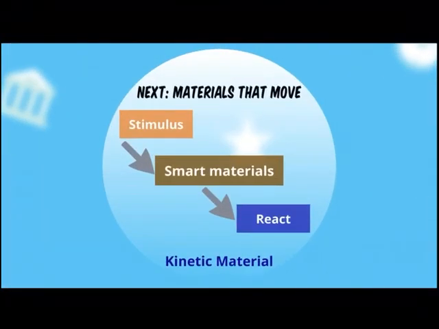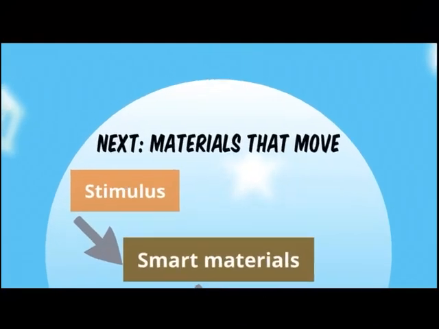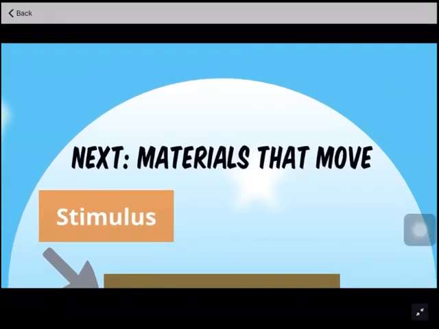And then the conclusion: smart materials have a stimulus. We stimulate the materials, and the materials will react. That's basically what we are going to explore and observe. Or we can say that this is a kinetic material. But before we touch the kinetic materials, or materials that move, we will touch on several properties and materials in the next lecture.